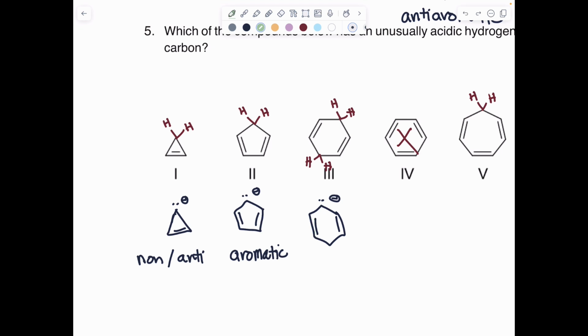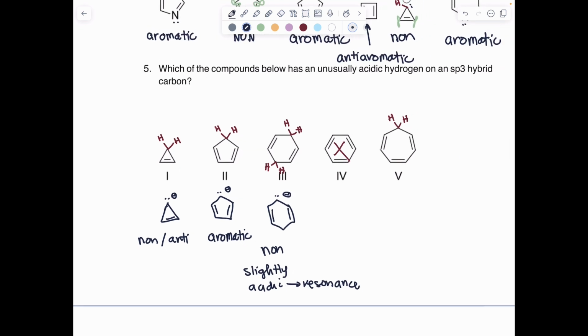It does have a bit of resonance though, and that will make the hydrogen a little bit more acidic than your typical sp3 hybridized hydrogen, but not to the same extent as something that would create an aromatic system. So I'm going to say non-aromatic, but slightly acidic. Due to resonance. As we mentioned, carbon 4 doesn't have an sp3 hybridized carbon, so we can skip that one.